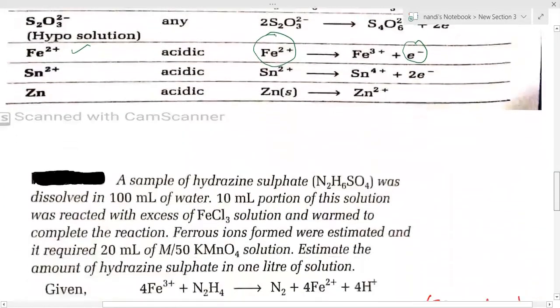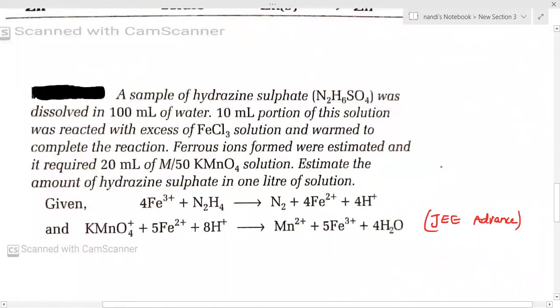Now we are going to solve one question here. You can read this question. This is a previous JEE Advanced question. A sample of hydrazine sulfate was dissolved in 100 ml of water. A 10 ml portion of the solution was reacted with excess of FeCl3 solution and warmed to complete the reaction. The ferrous ions formed were estimated. It requires 20 ml of M by 50 KMnO4 solution. Estimate the amount of hydrazine sulfate in 1 liter of solution.